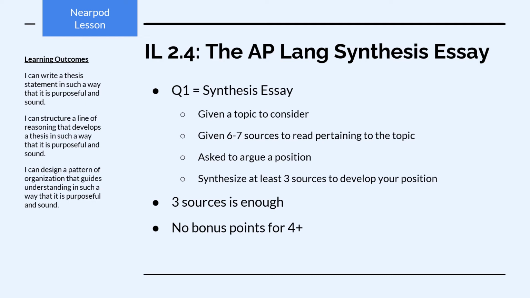The first question you see on the AP Lang free response section, often called the Q1, is the synthesis essay question. On the synthesis essay, you're given a topic to consider. You're given 6 or 7 sources to read that all pertain to the topic in some way. You're asked to argue a position on the topic, and in doing so, you must synthesize at least 3 sources to help develop your position.